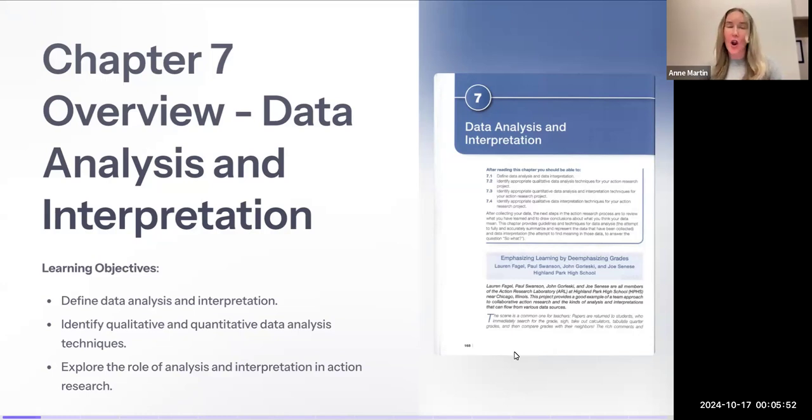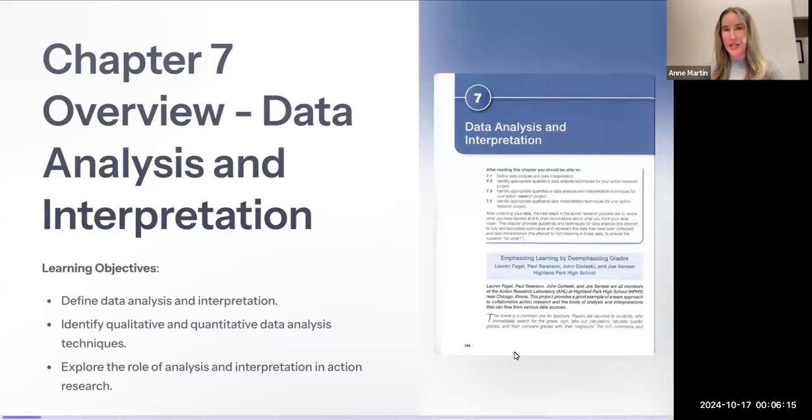By now you are already starting to put your action research plan into place. You've started your intervention and you have started to collect data. So now we are going to think about what you are going to do as and after you finish collecting your data.